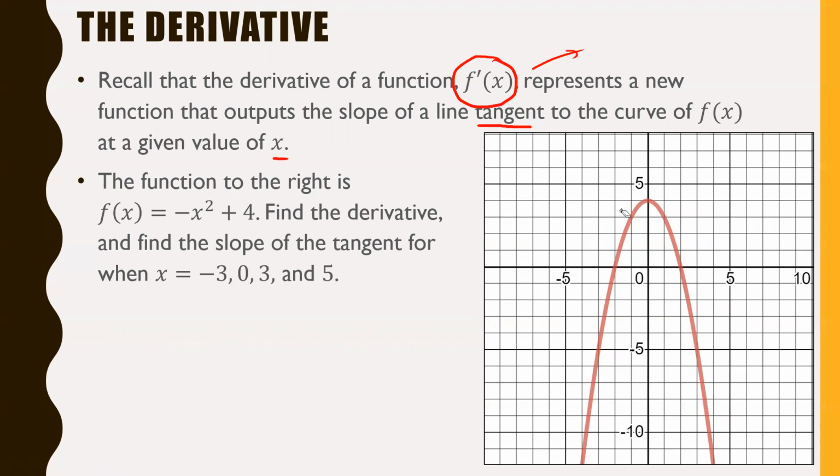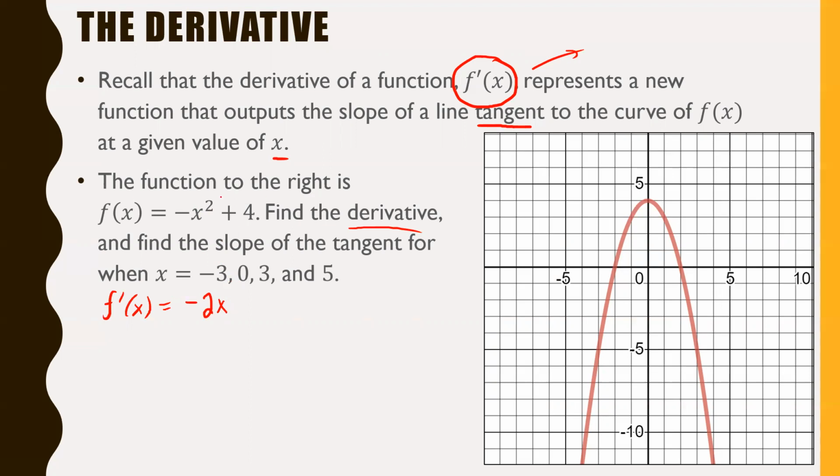So the function here that we see is negative x squared plus 4. Find the derivative and then find the slope of the tangent for when x is -3, 0, 3, and 5. First things first, if we're going to find the derivative, let's just use our good old-fashioned power rule. It's not too bad. So f prime x, the derivative of f, equals, using the power rule, we take the exponent and drop it down out in front. So that makes it -2, and then x to the power of, we drop this down by 1, so x to the power of 1.